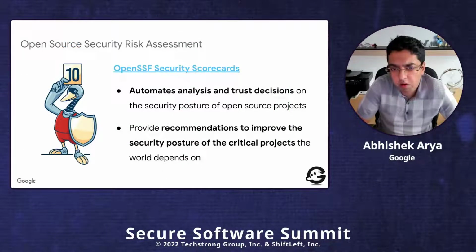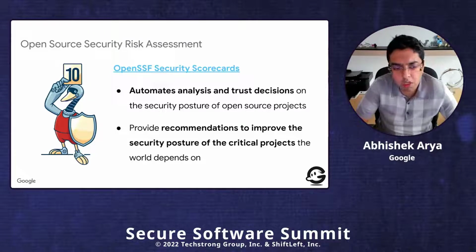We have discussed a lot of security risks in the open source ecosystem so far. So how do we measure them? We have realized that in order for this process to scale, we need to automate it. As part of OpenSSF, we released a project called Security Scorecards in late 2020.